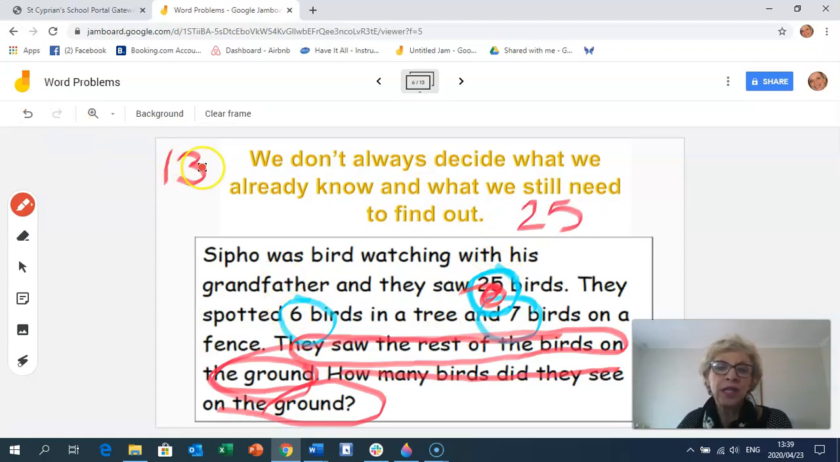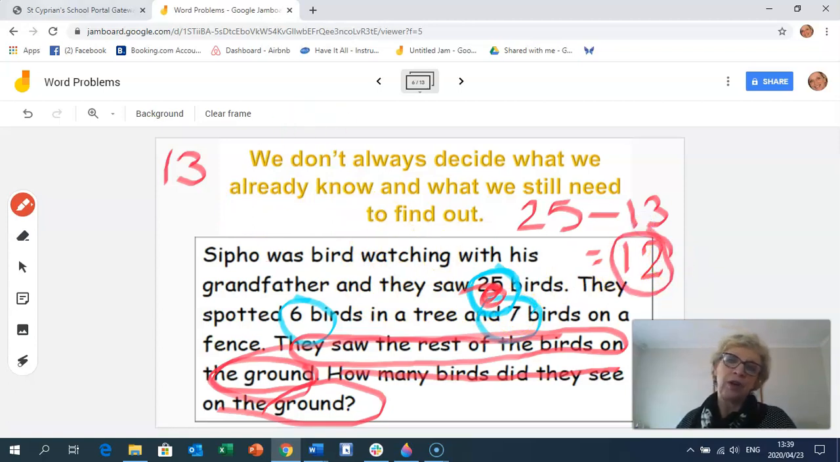They saw 13 in a tree and on the fence. So 25 minus 13 will give me the difference between the two. And the answer is 12. So you would write your sentence that says 25 minus 13 is 12. So there were 6 birds in the tree. There were 7 birds on the fence, and the rest were on the ground. There were 12 birds on the ground. See how we tackle this.